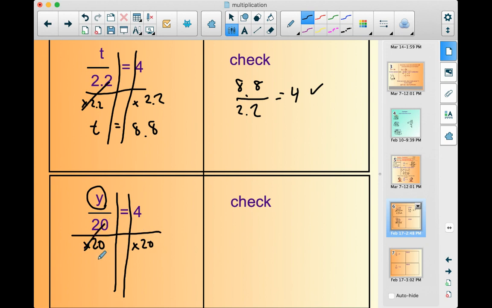Okay, so that cancels that out. Gets y by itself. 4 times 20 is 80. 80 is my answer. I check it, replace that y with an 80. 80 divided by 20 is the same as 8 divided by 2, which is 4.